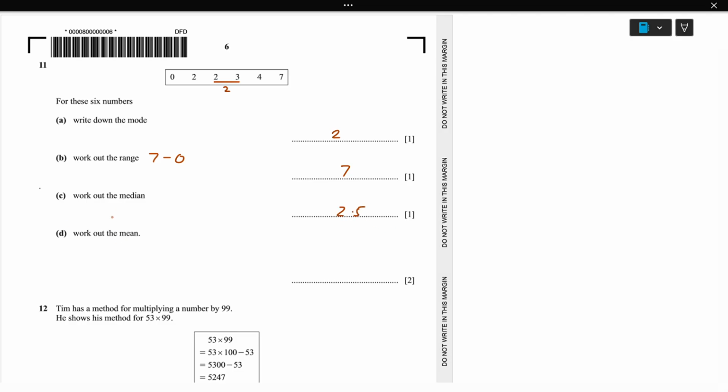Next is work out the mean. For the mean we add everything and divide by the number of numbers. So that is 0 plus 2 plus 2 plus 3 plus 4 plus 7, and we need to count 0 also because 0 is one of the data here. So 1 2 3 4 5 6, 6 numbers. So 2 plus 2 is 4, 7, 14, 18. 18 over 6 is going to be 3. So 3 is the mean here.